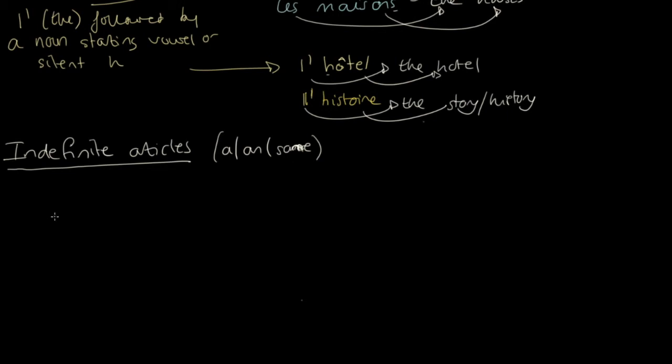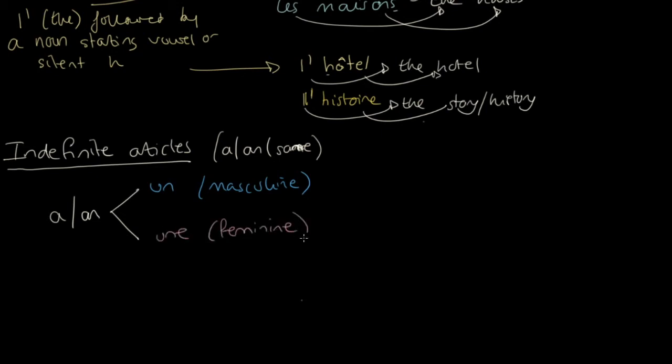Right, so let's start with a or an. We've got 2 options, as you might have guessed, dependent on gender. Un is followed by a masculine singular noun, and une is followed by a feminine singular noun. So let's go back to my examples we had up here.